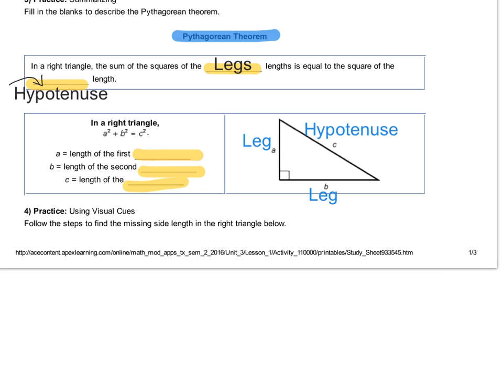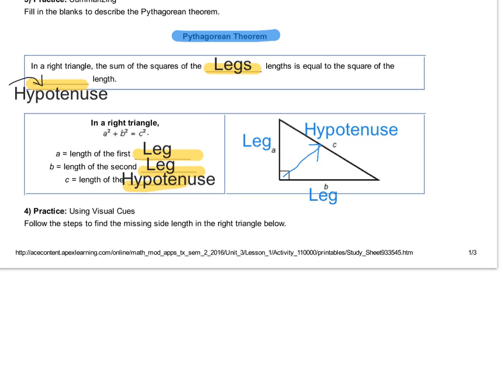you have the two legs, which are the shorter sides of the right triangle, and then you have the hypotenuse, which is your longest side. So we'll use a squared plus b squared equals c squared, and a is going to be the length of the leg, and b is going to be the length of the second leg, and c is always your length of your hypotenuse, which is always going to be opposite your 90-degree angle. But let's write it down.